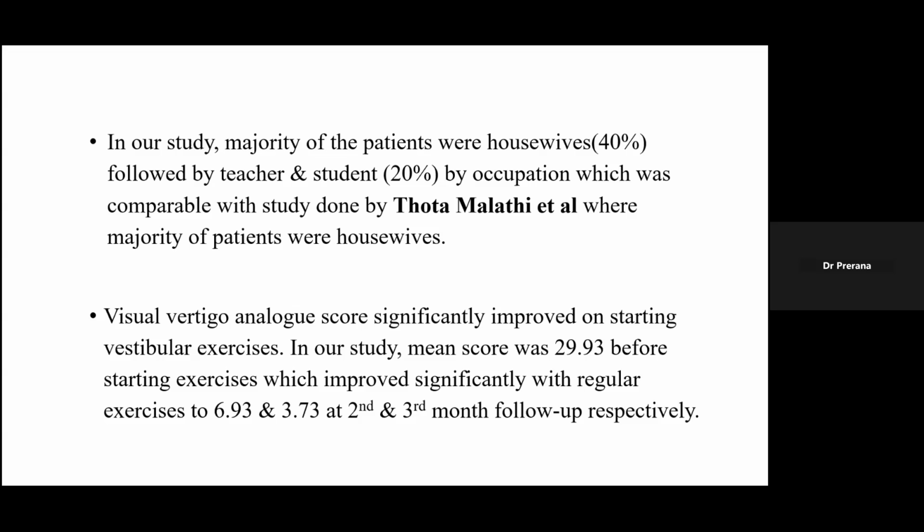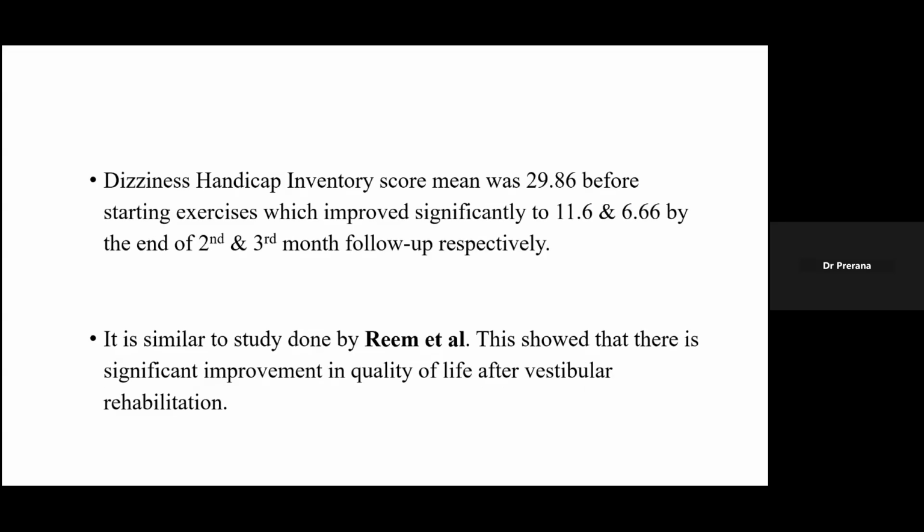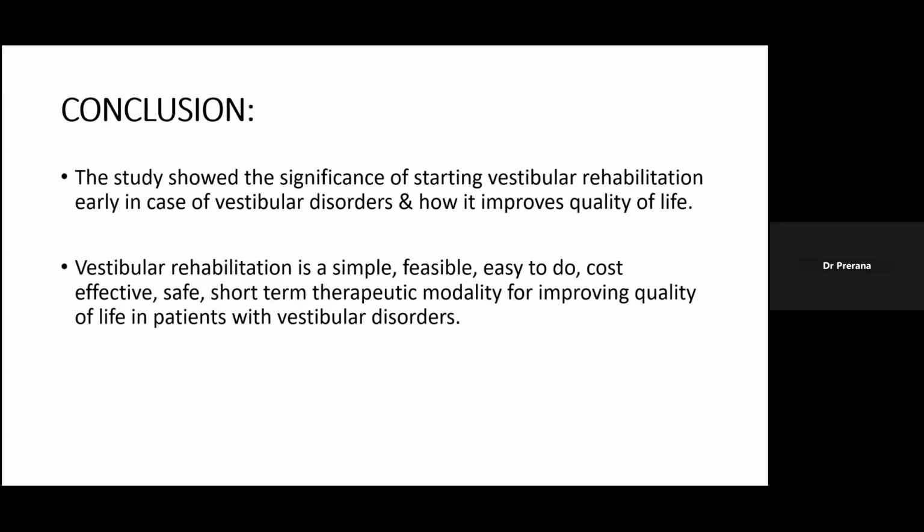While the dizziness handicap was similar after rehabilitation. So in our study, we got a dizziness handicap inventory score, the mean being 29.86, and by the end of 3 months, it was 6.66. So these two parameters were comparable with the study done by Premethod. So this showed that there is significant improvement in quality of life after vestibular rehabilitation.